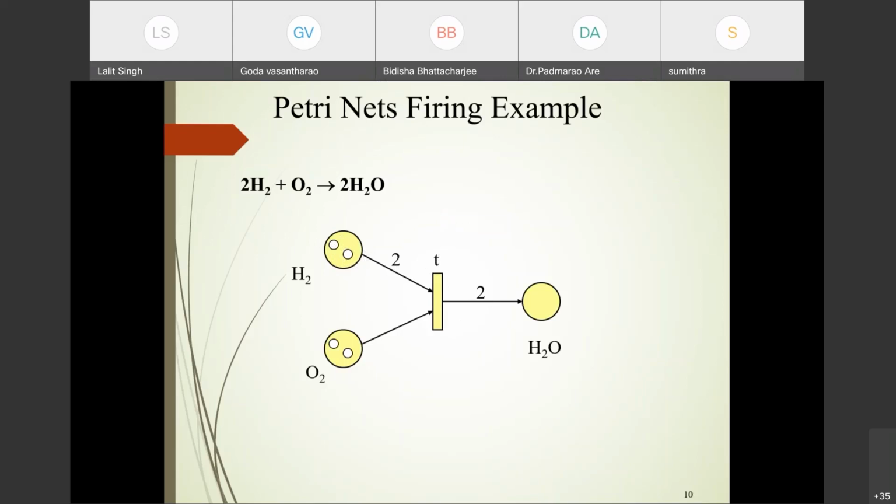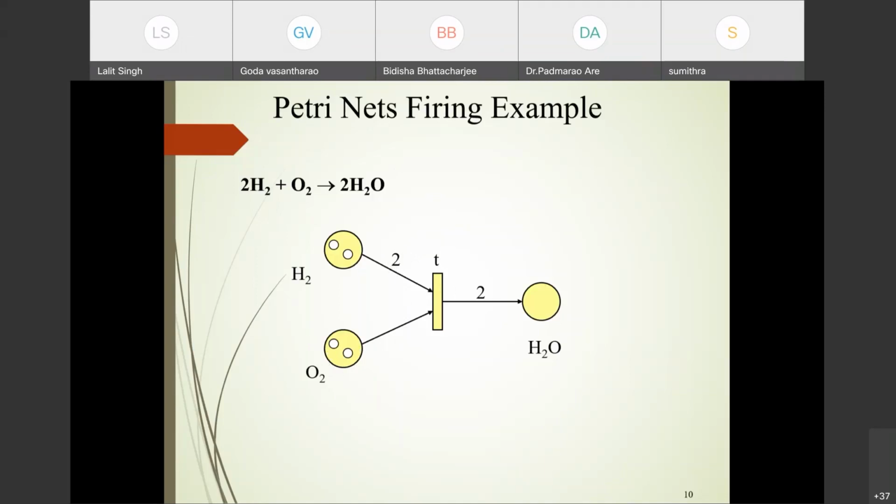One is connecting hydrogen place to transition T. One is connecting oxygen place to transition T, and one is connecting transition T to water place. And there is a weight, a numeric number that is assigned on each of the arc, that is known as weight of the arc.